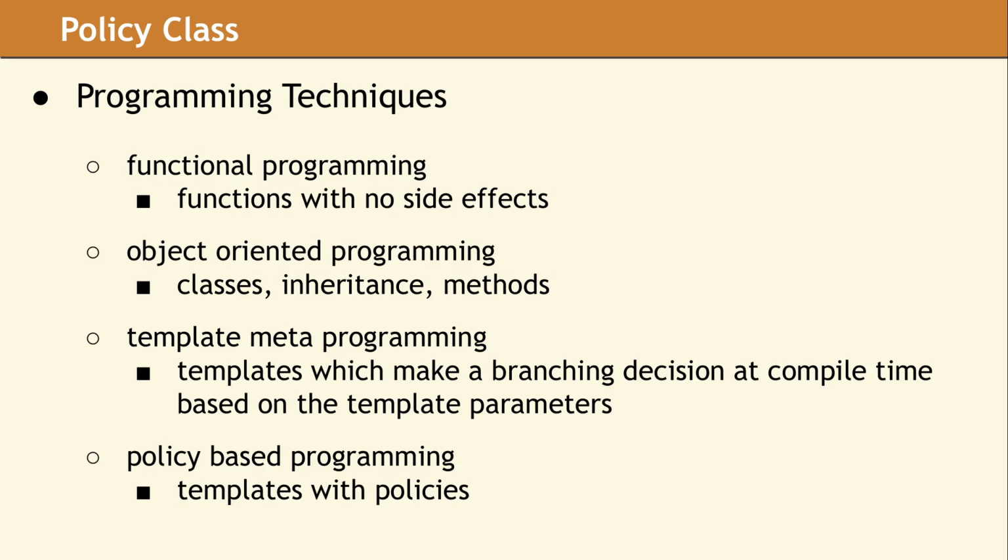Some computer languages only support one style of programming. For example, Haskell is a strictly functional language and enforces the rules of functional programming. Languages like C++ are more flexible, and it supports all of the styles of programming we've just mentioned.